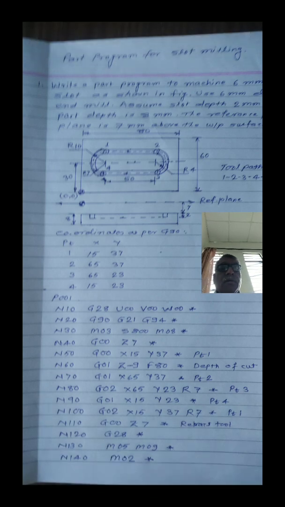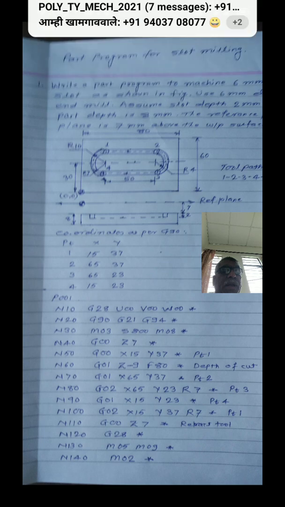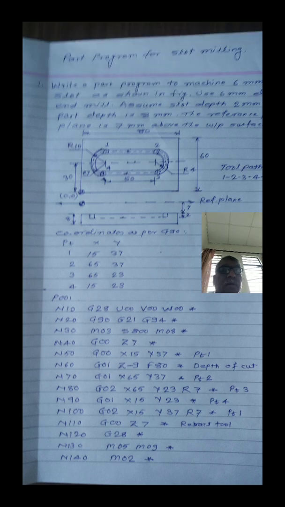First, how to find out the coordinates? You have to prepare a table. Point 1 has x coordinate 15. How is it 15? The slot distance from one edge of the part drawing is 5 millimeter plus radius 10 millimeter, means 5 plus 10 is equal to 15. The X coordinate is 15.